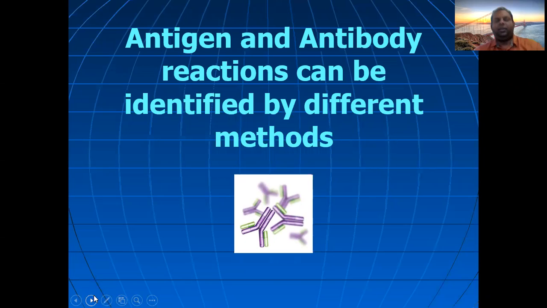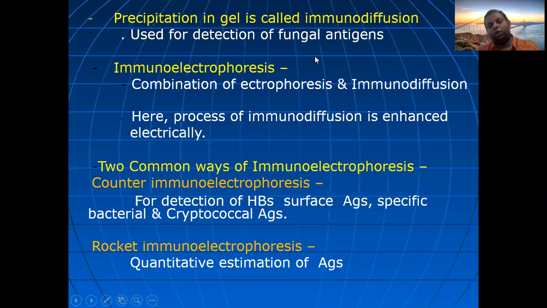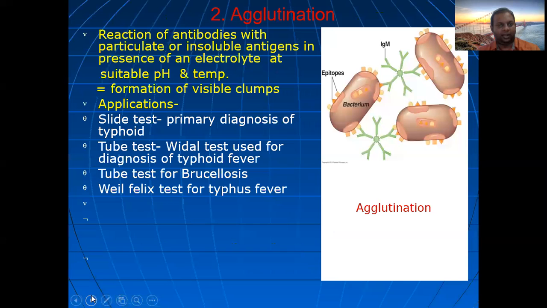So about serological tests, that is detection of antigen and antibody. That's binding. This antigen antibody binding can be detected in various ways. Precipitation principle: soluble antigen and antibody give a visible precipitate. Lattice formation is there. Once antibody and antigen bind, they form a mass, a large lattice. There are immunodiffusions, immunoelectrophoresis. Likewise, there are different tests. You can see multiple binding.